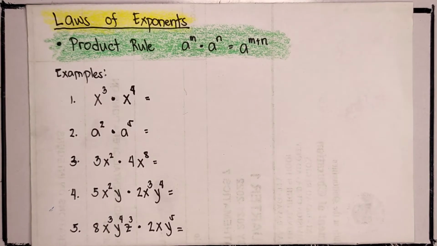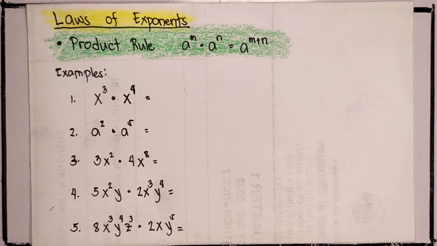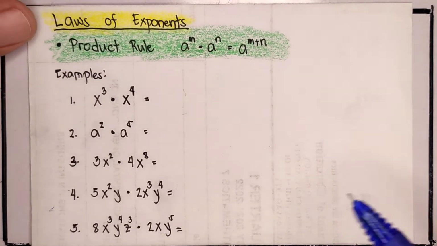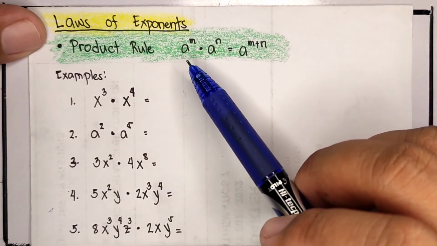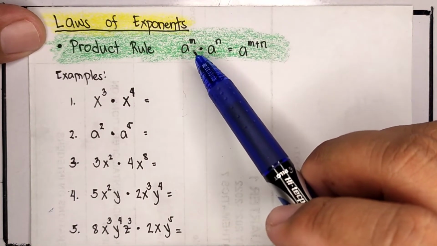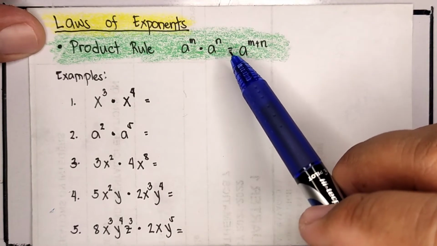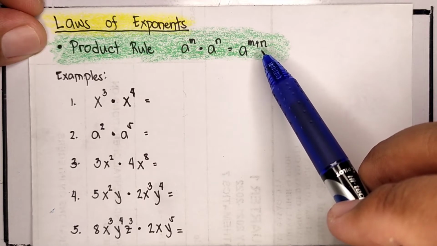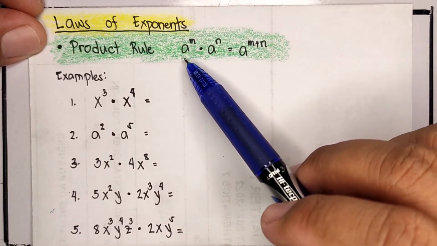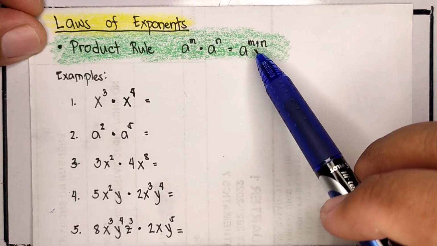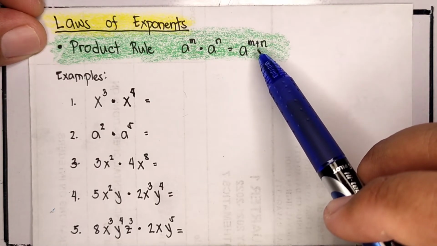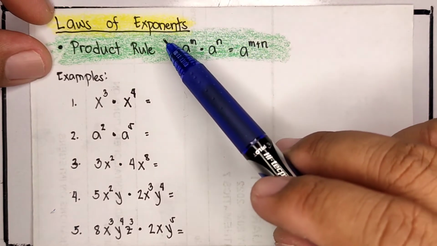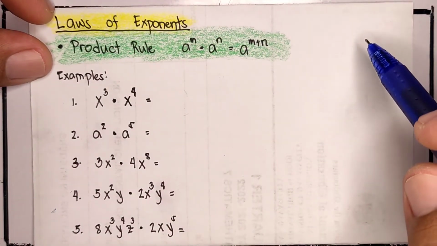Okay, una is the product rule. Ayan, the product rule. Ito yung una. Product rule, a raised to m times a raised to n is equal to a raised to the power of m plus n. Ibig sabihin, if we will multiply with the same base, ang gagawin natin, we will add those exponents. Okay, that is the first rule that we have in the law of exponents.